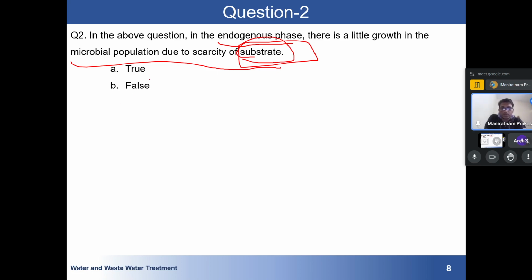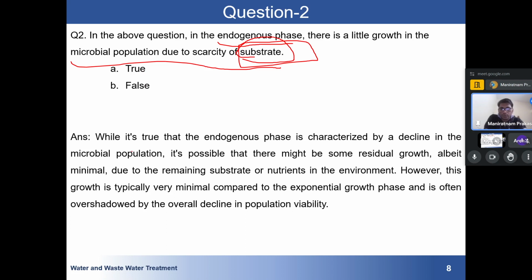You have to choose either true or false. So obviously this statement is true. Obviously the endogenous phase is characterized by a decline in microbial population. It is possible that there might be some residual growth. Remember, this is residual growth, or we say background growth, due to the remaining substrate or nutrients in the environment. However, this growth is very minimal as compared to the exponential growth. The phase is often overshadowed by the overall decline in population viability. So that's why the answer for this question is true.